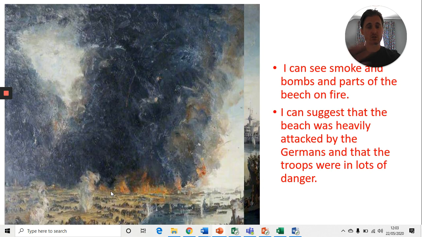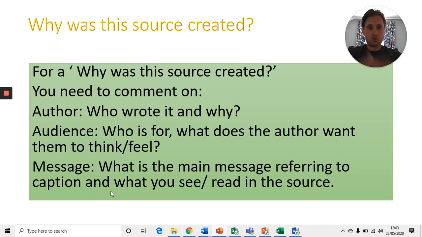So what this picture does is it gives you a really good, accurate representation of what Dunkirk could have been like after looking at the information that you've looked at previously. Now we're going to look further and we're going to look at some more sources. And you need to be thinking about who created the source, who was the author, and why did they create it? Who is the audience for? And what is the main message of the source when we're going to look at these sources together?